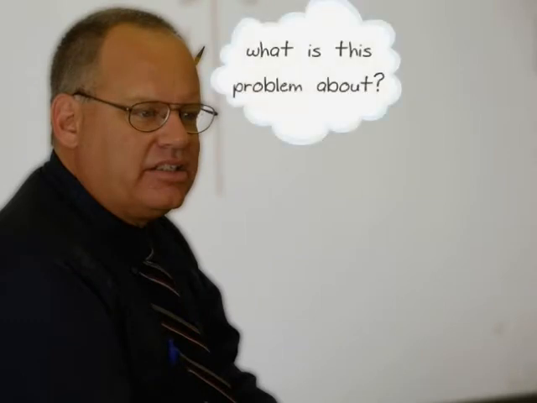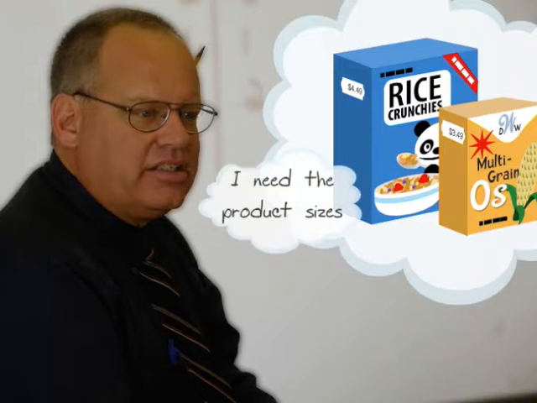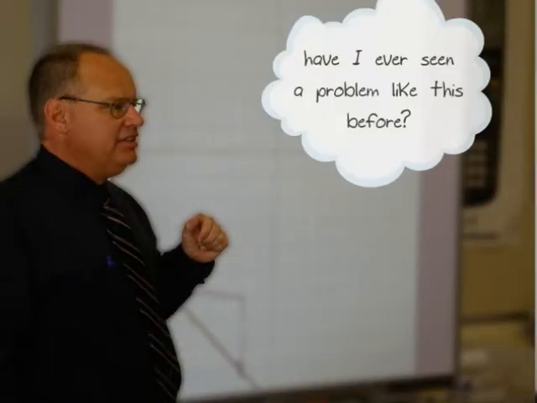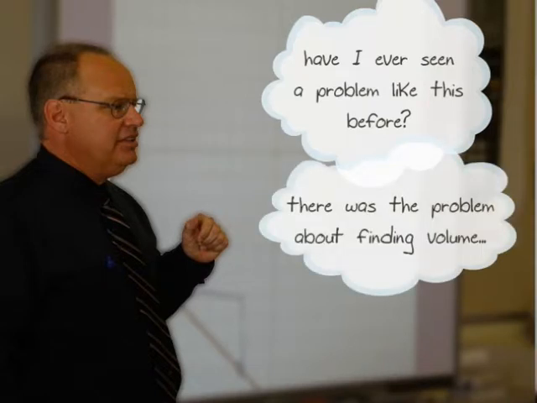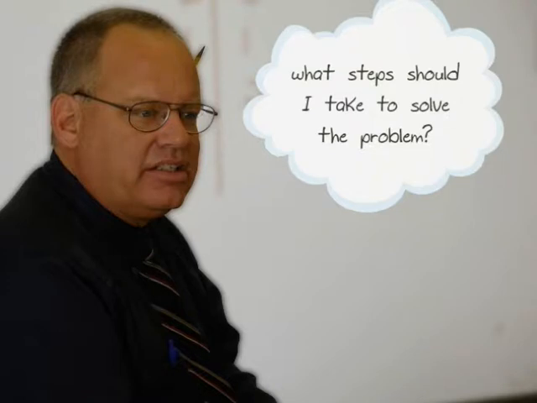Here's how a teacher's modeling might sound. First, I ask myself, what is this problem about? And what do I need to find the answer? I see that the problem asks me to compare two different product sizes to see which is the better value. So I'll need the product sizes, and I'll need to know the cost of each item. Once I've got that answer, I ask myself, have I ever seen a problem like this before? I think this is similar to the problems we had about finding the volume of different containers, and also the problem of comparing prices. Then I ask myself, what steps should I take to solve the problem?